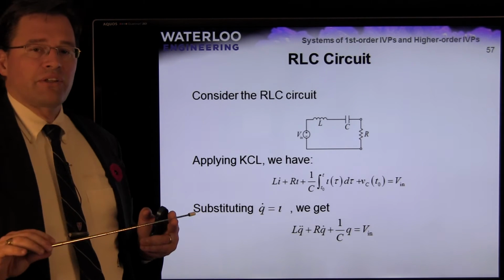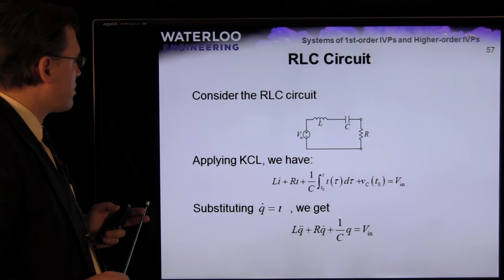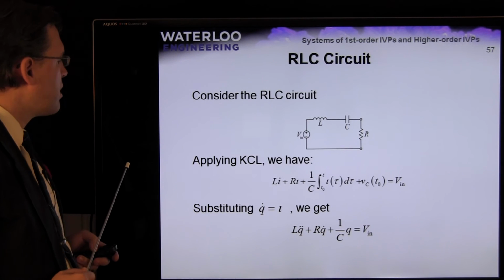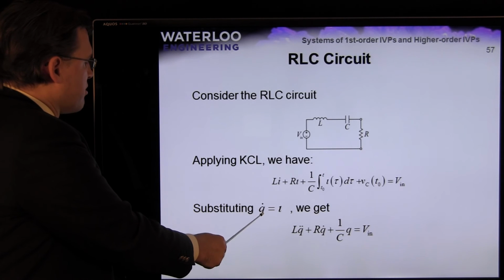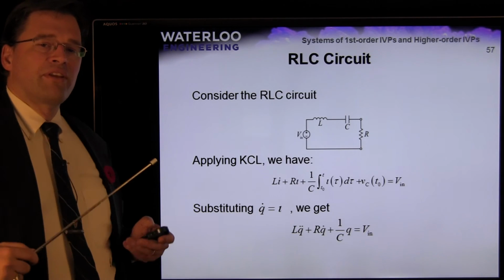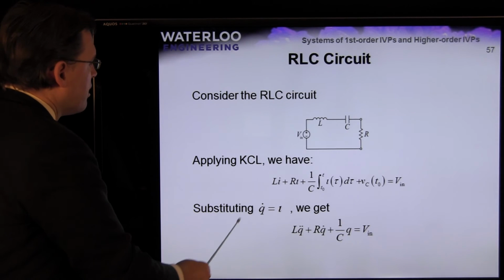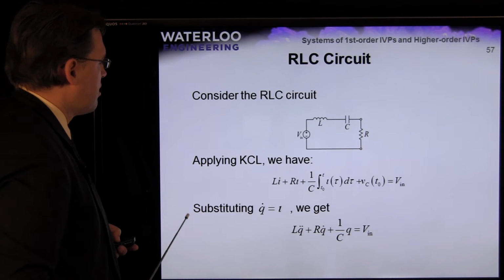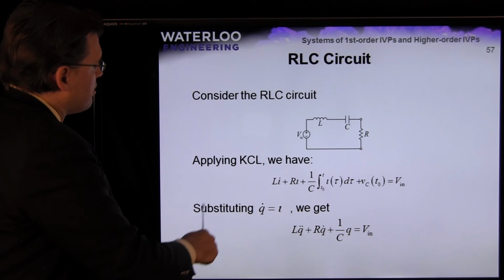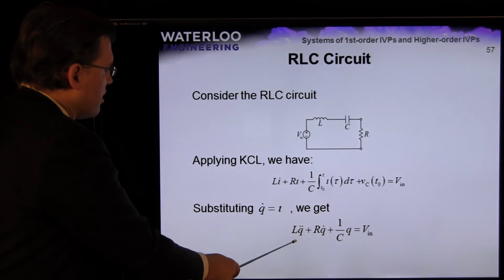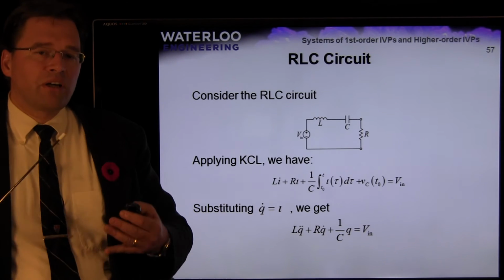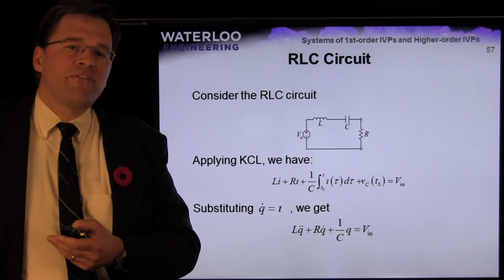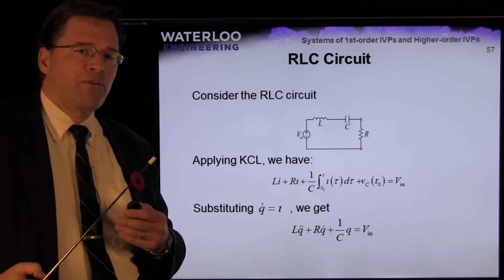Here's an RLC circuit. Now, this RLC circuit applying KCL gives us that expression there. I'm going to substitute the derivative of the charge for I. So here we have the derivative of the current times R for the resistor. Making that substitution, we can simplify this to get L times the second derivative plus R times the derivative of the charge plus 1 over C times the charge. All of that is equal to the forcing function, the voltage input.